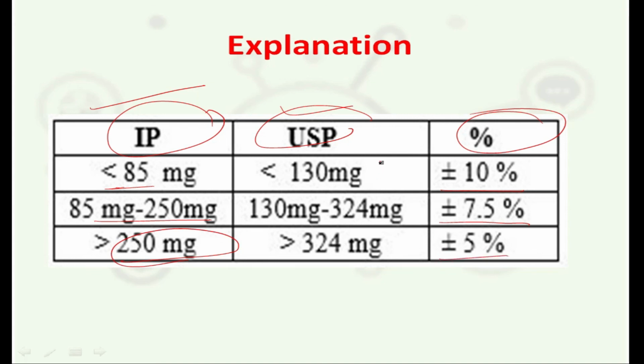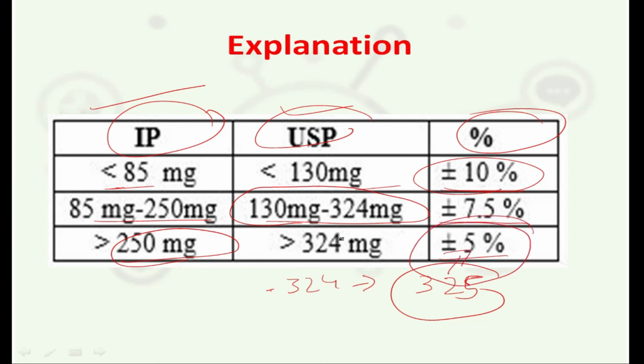For USP there are different limits: for 130 mg or less, plus minus 10%; for 130 to 324 mg, plus minus 7.5%. So students, see the beauty of the question: the limit applies to greater than 324 mg, and the question asks about 325 mg. So what would be the correct answer? The correct answer is plus minus 5% weight variation.